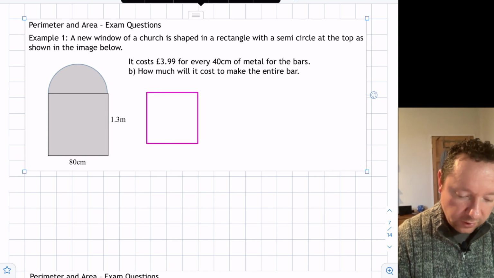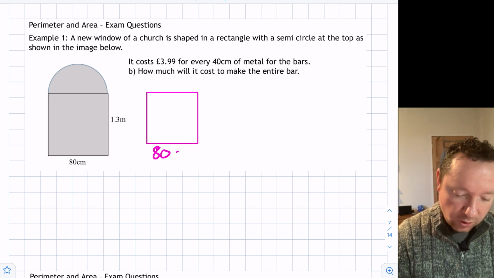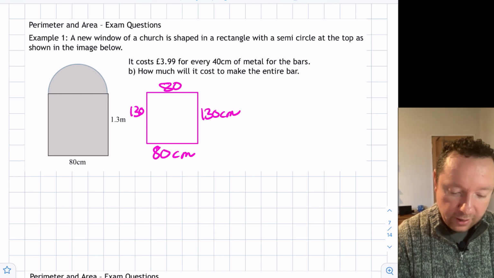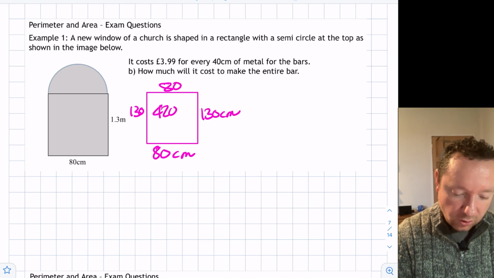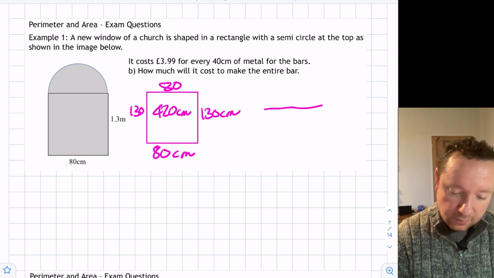So let's look at our rectangular part first. Making sure our units are the same, let's make everything centimetres. We've got 80 centimetres here, we've got 130 here, and then we'll still have 80 and 130. So adding all them up, we get 420 centimetres. So that's my rectangle done. And then my semicircle looks like this.